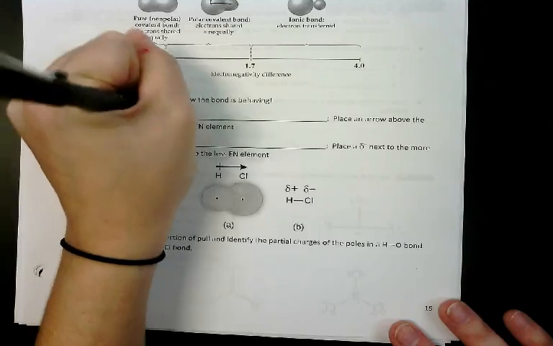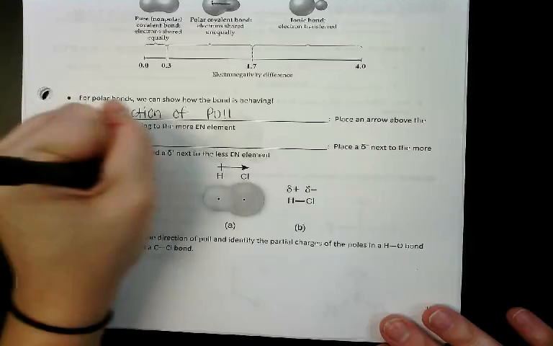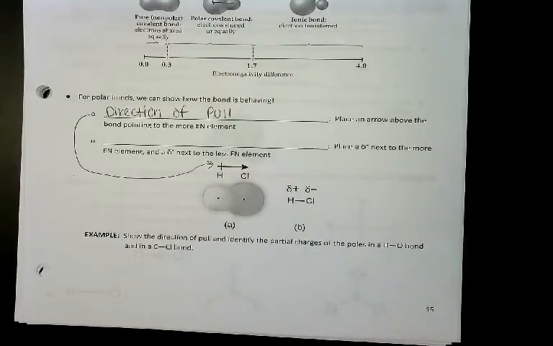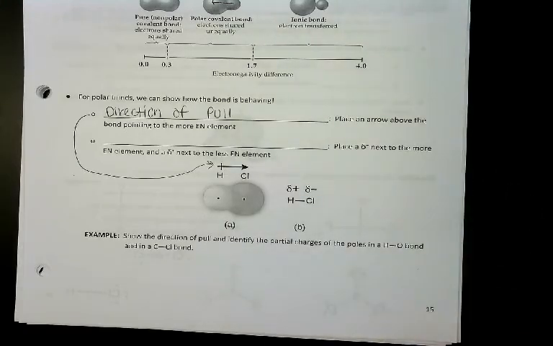And I've already kind of illustrated it. So the direction of pull, you're going to place an arrow above the bond pointing to the more electronegative element. An example of that would be like this arrow. So we have hydrogen and chlorine. Even without those electronegativity values on the back of your notes, you can just look and follow the trend of electronegativity on the periodic table.